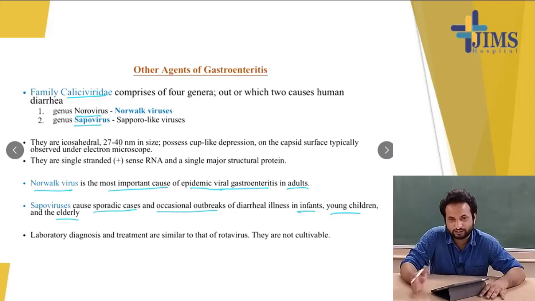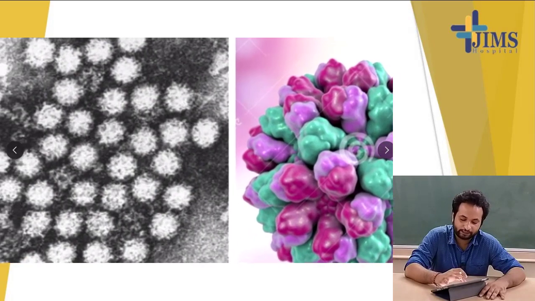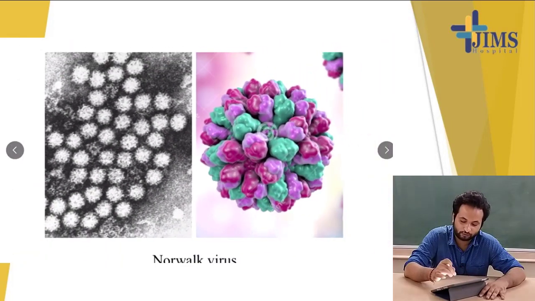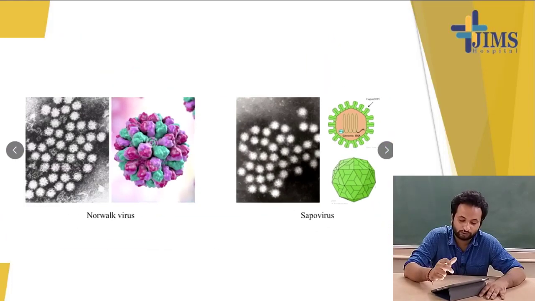Lab diagnosis and treatment are similar to that of rotavirus. The only thing is they are not cultivable. So this is your Norwalk virus. You can see the immunoelectron microscopy of the Norwalk virus, and this is the sapovirus electron microscopy. It is very hard to differentiate, but if you look at the viruses again and again, you will get the skills to differentiate one virus from another by looking at this immunoelectron microscopy.